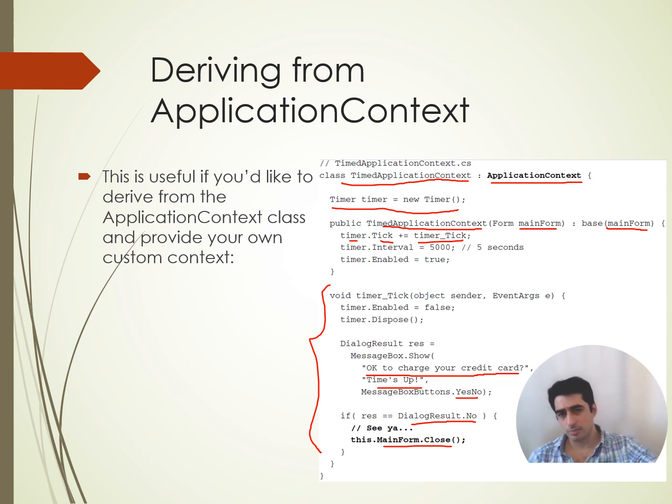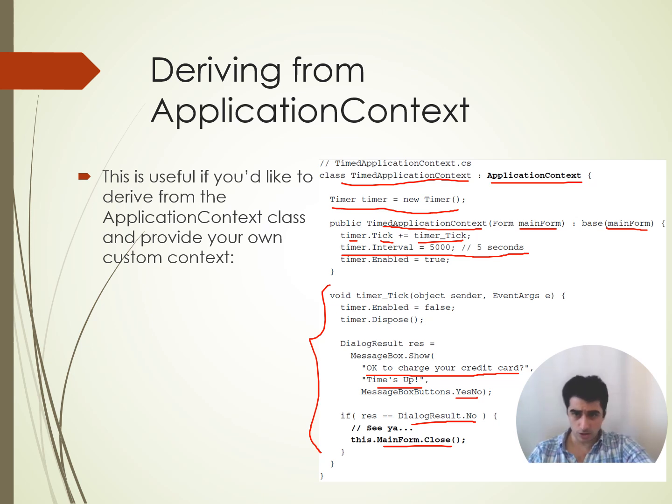So basically, after every 5 seconds, as you see, the timer's interval is set to 5,000 milliseconds, which is equal to 5 seconds. After every 5 seconds, I'm going to tell the user time is up. Are you okay to charge the credit card? If it says no, then I'm going to close the form, right? This is like a simple example.